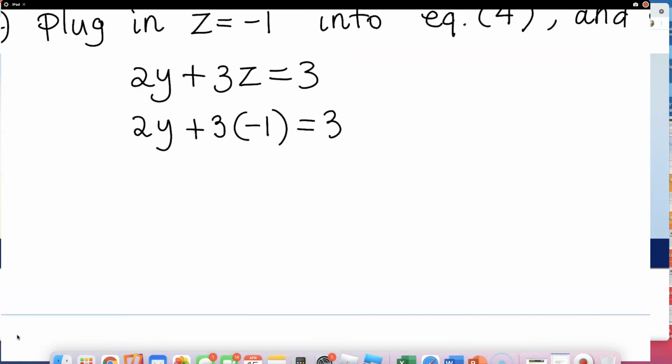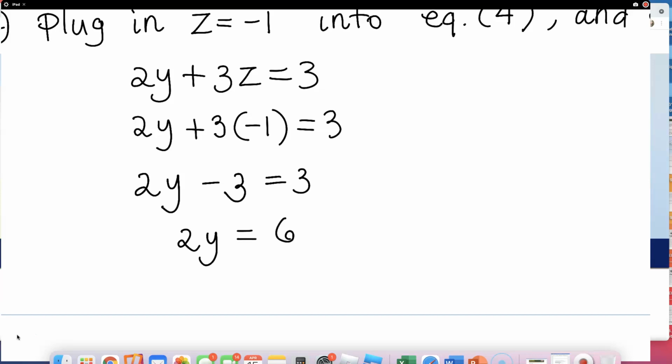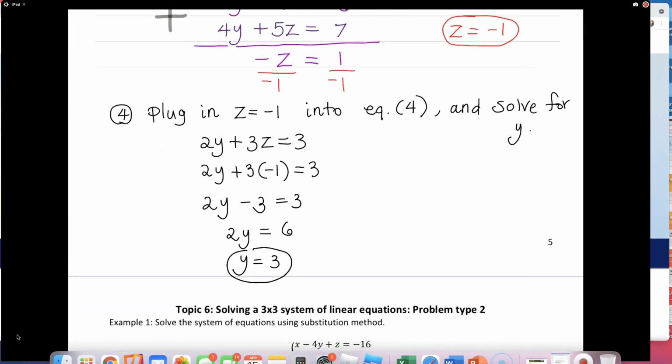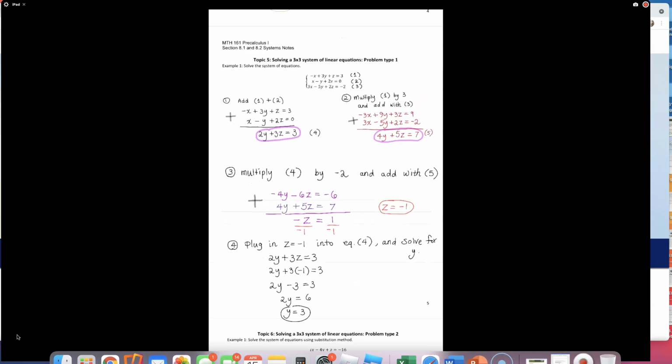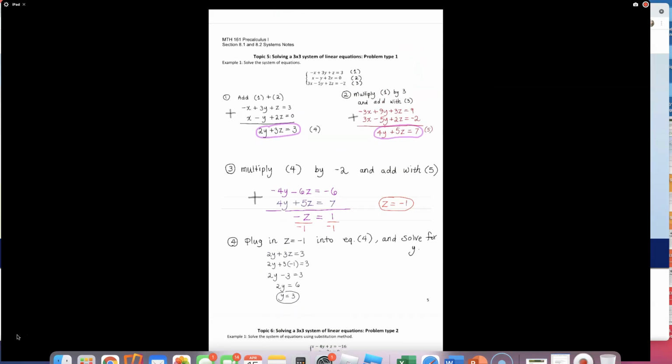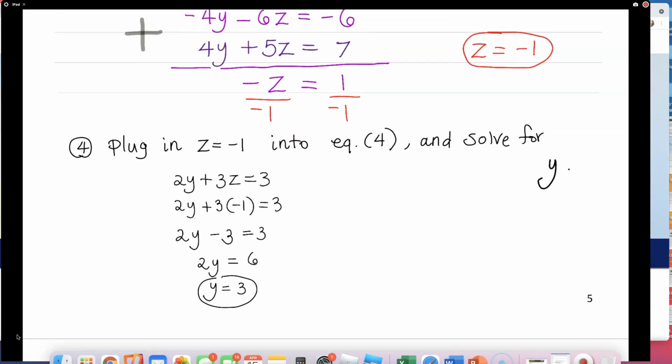If you take a look, I'll get 2y minus 3 equals 3. Add 3 to both sides, we'll get 2y equals 6. Divide both sides by 2. y came out to be 3. This is awesome. So hold on, maybe I wrote too big because it looks like I'm going to need to find another piece of paper, which is okay. These problems are a little bit longer. So I'll go ahead and get another piece of paper because we're almost done.